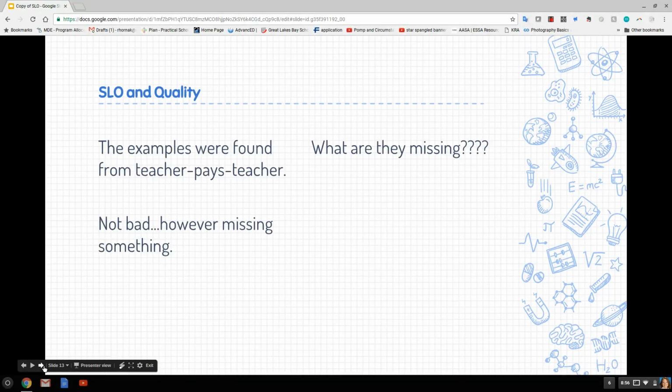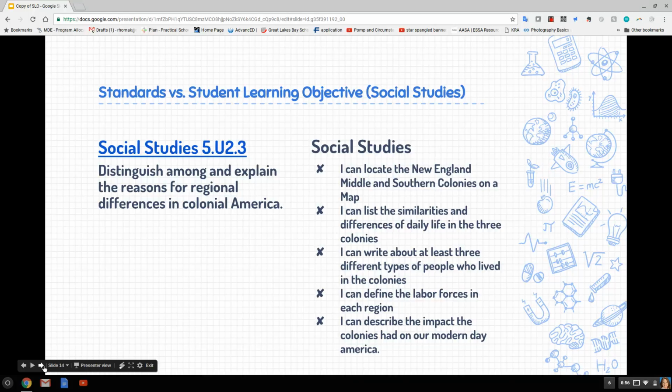So, what was missing? What was bad about them? They didn't provide specifics or products, as I like to say. So with social studies, this is using our current standards, distinguish among and explain the reasons for regional differences in colonial America. As you can see, there's some very distinct products or activities, student learning activities involved here. And what you got to be careful, there's a fine line with how we word these.